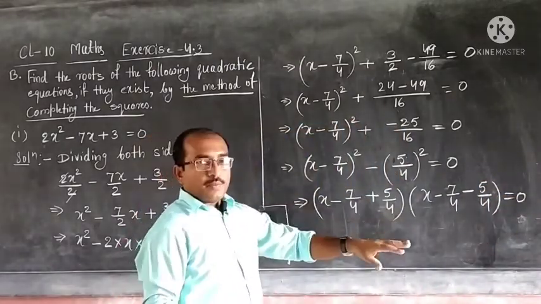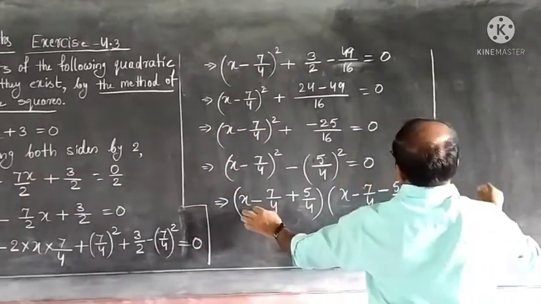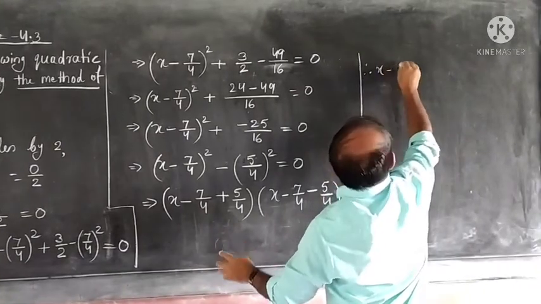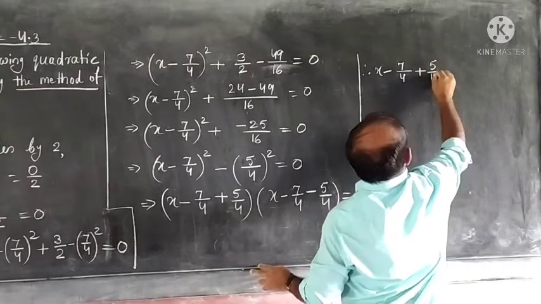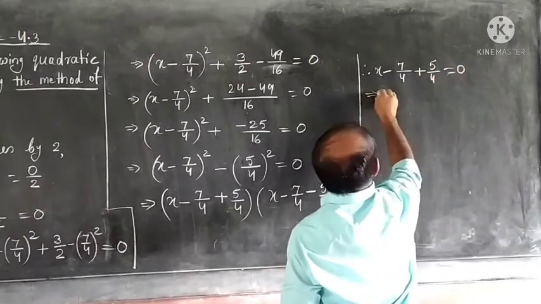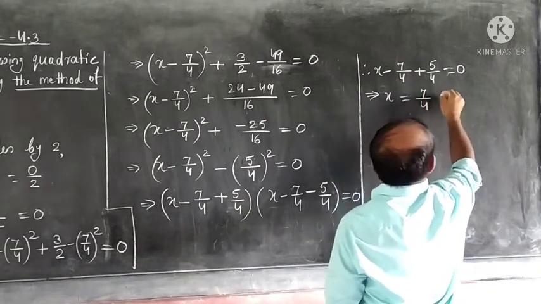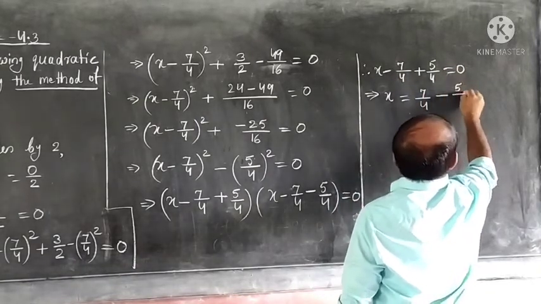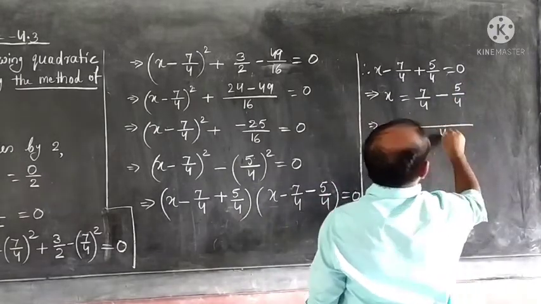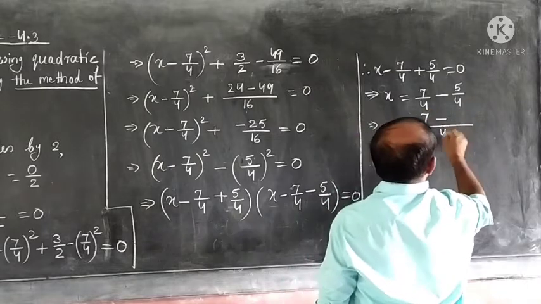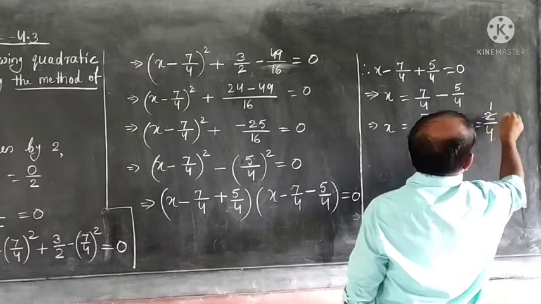Now, we can separate them in order to get the roots of the quadratic equation. Therefore, x minus 7 by 4 plus 5 by 4 equal to 0. So, what will happen to this? x will be equal to 7 by 4, which goes to the RHS and becomes plus, and 5 by 4 goes to the RHS and becomes minus. So, we need to get LCM 4, 7 1s are 7, 5 1s are 5. So, we get 2 by 4, that is 1 by 2.